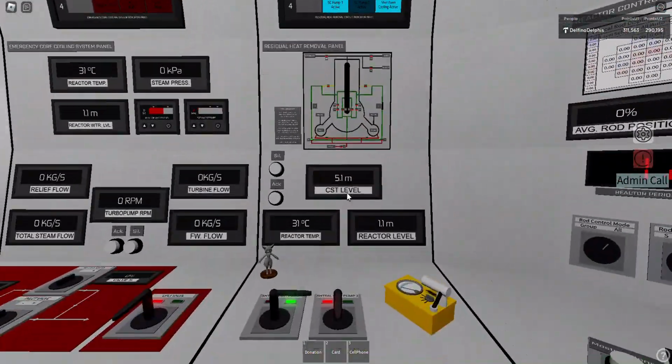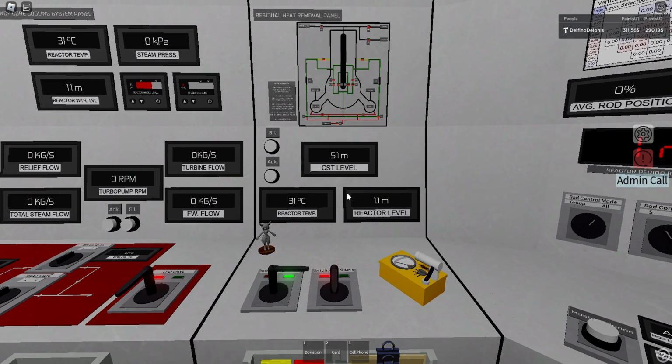And this is the residual heat removal panel. You can see the reactor temperature is now at 31 degrees. If we disable this pump, the temperatures should start to rise. And this is because there is some energy in the fuel, even though the reactor is not operating yet.